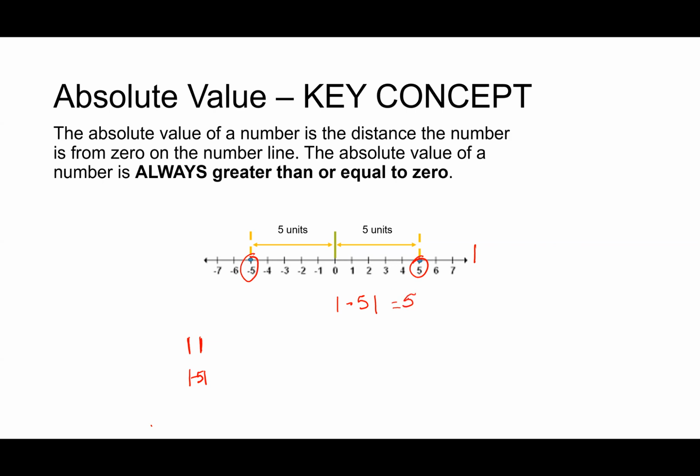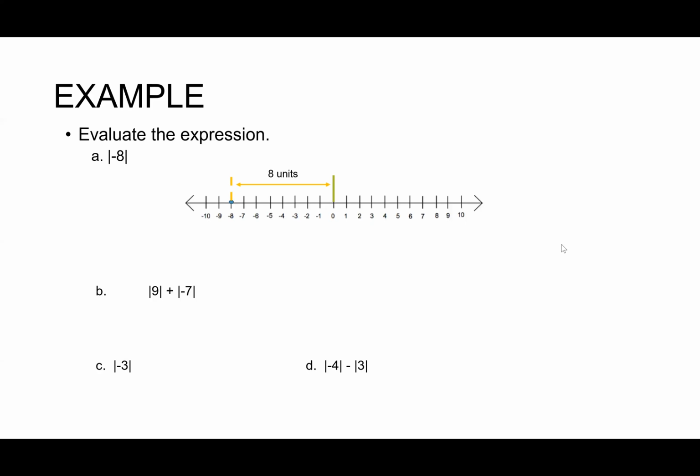Okay, I'm going to let somebody else illustrate this for me really quick. So we're going to pause this. Hang on just a second. Okay. So the absolute value of -8 would be what? 8, because it's 8 steps from 0, right? All right. What is the absolute value of 9? What is the absolute value of -7?